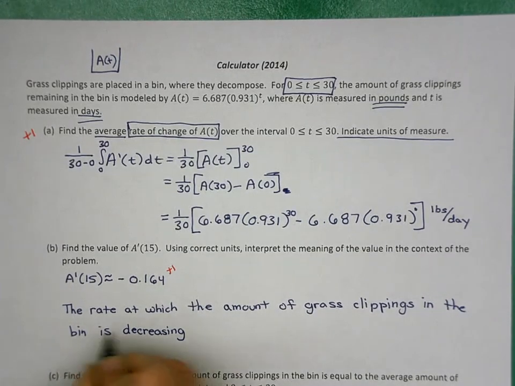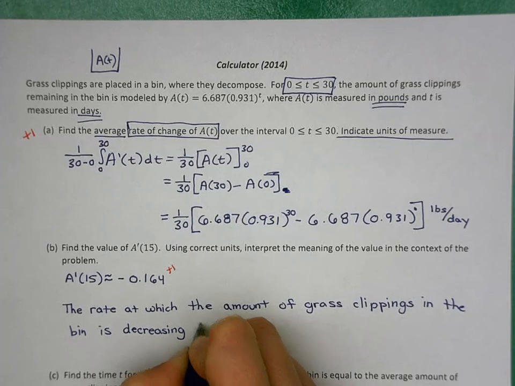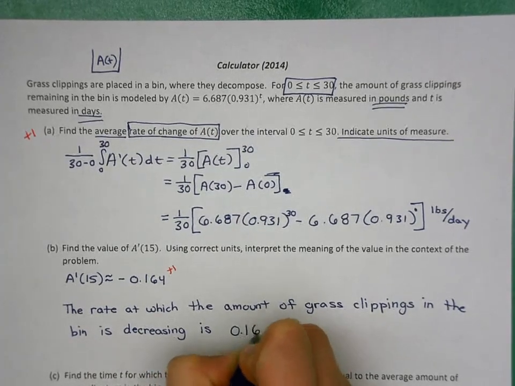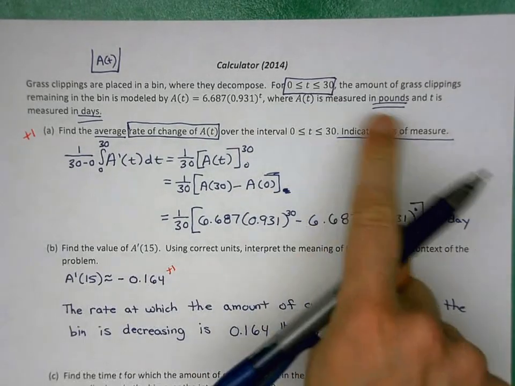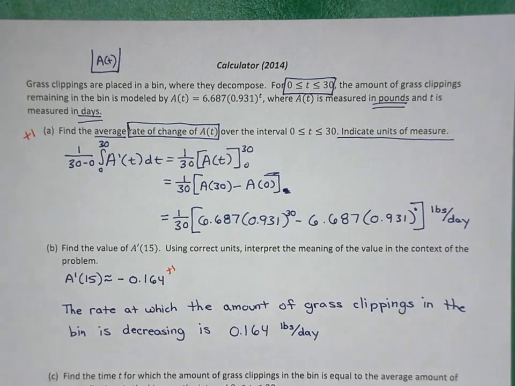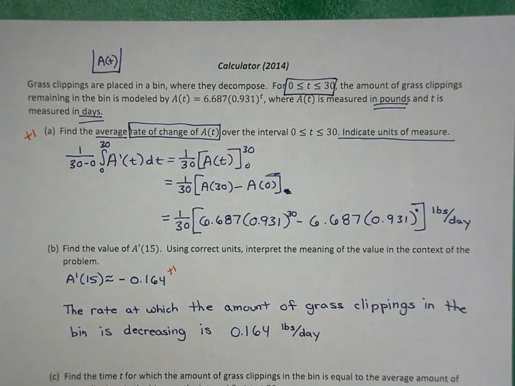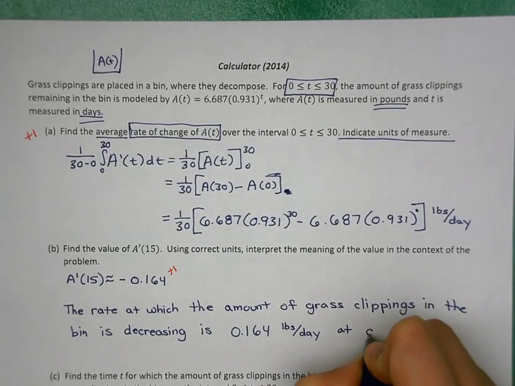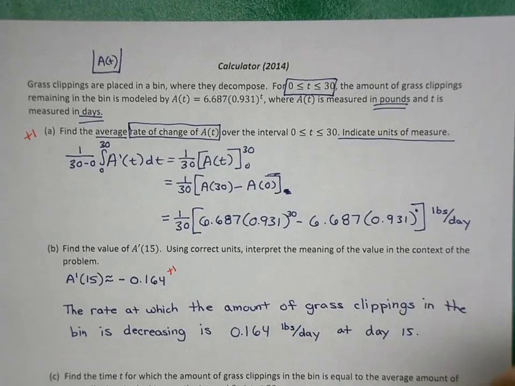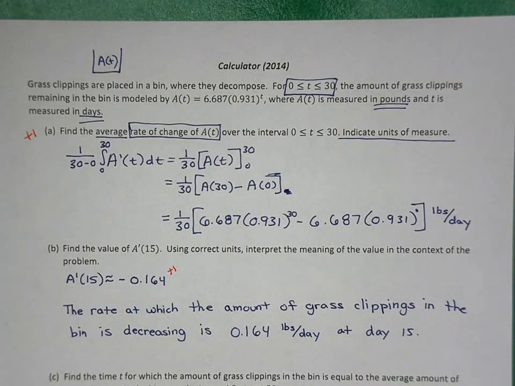The rate at which the amount of grass clippings in the bin is decreasing is 0.164. And then it would be pounds per day, right? A of t was pounds, so A prime adds a time, right? Every time you take the derivative, it adds a time unit. So it'd be pounds per day for A prime. Okay? And this would be at day 15.